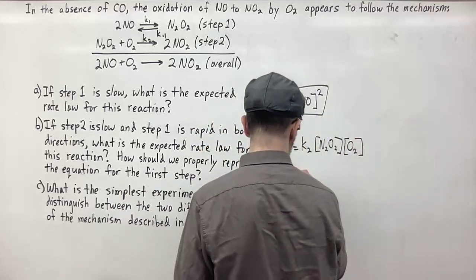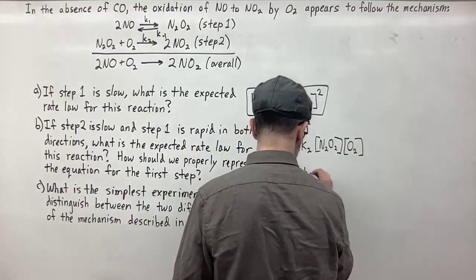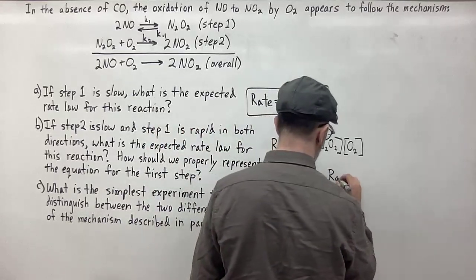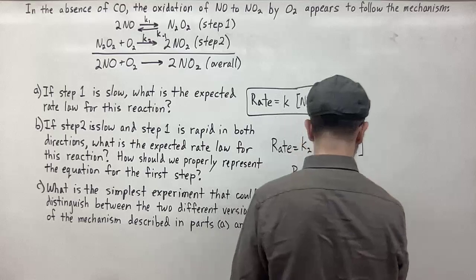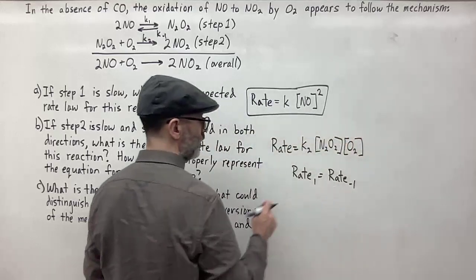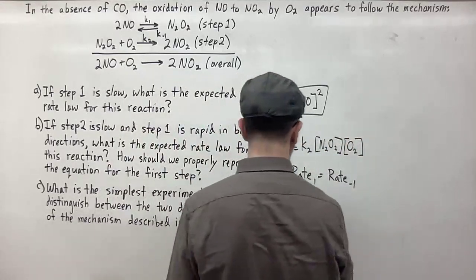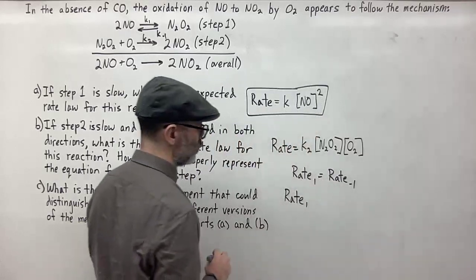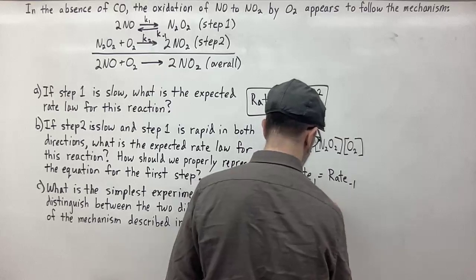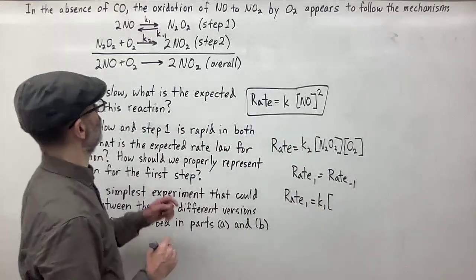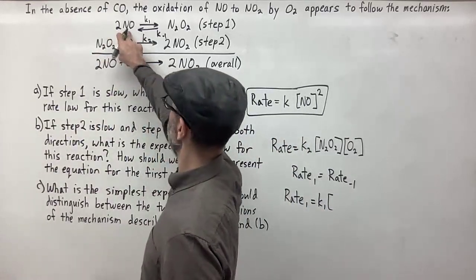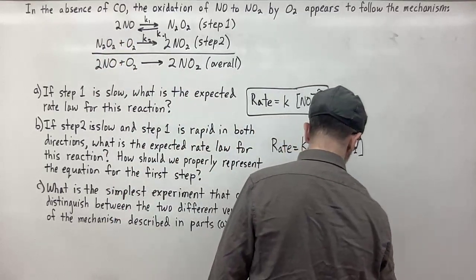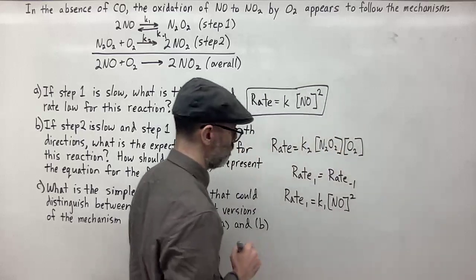So we can represent that by the rate of the forward reaction, 1, is equal to the rate of the reverse reaction, which is -1. And if we write the rate law of those two reactions, the rate of the forward reaction of step 1 is equal to K1 times the concentration of its reactants. So that's going to be NO2 raised to the second power. So the concentration of NO raised to the second power.